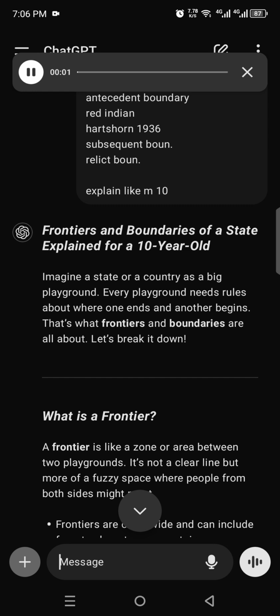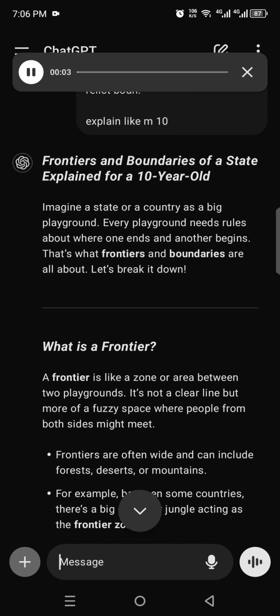Frontiers and boundaries of a state explained for a 10-year-old. Imagine a state or a country as a big playground. Every playground needs rules about where one ends and another begins. That's what frontiers and boundaries are all about. Let's break it down.